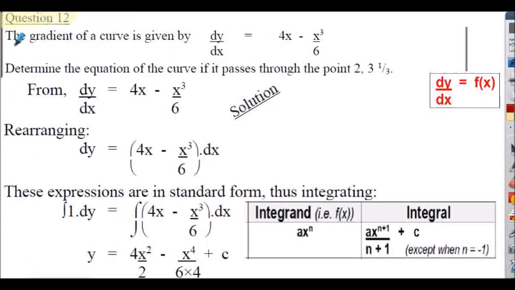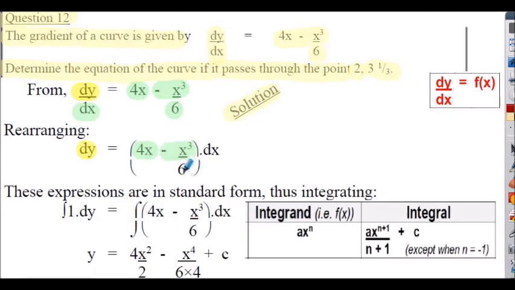Here's question 12. The gradient of a curve is given by dy by dx is equal to 4x minus x cubed divided by 6. We've got to determine the equation of the curve if it passes through the point 2, 3 and 1/3. So here's commencement of the solution. So given dy by dx is equal to 4x minus x cubed divided by 6. On the next line, we simply multiply throughout by dx, so dy is equal to the 4x minus x cubed divided by 6 in a bracket, notice, multiplied by dx.